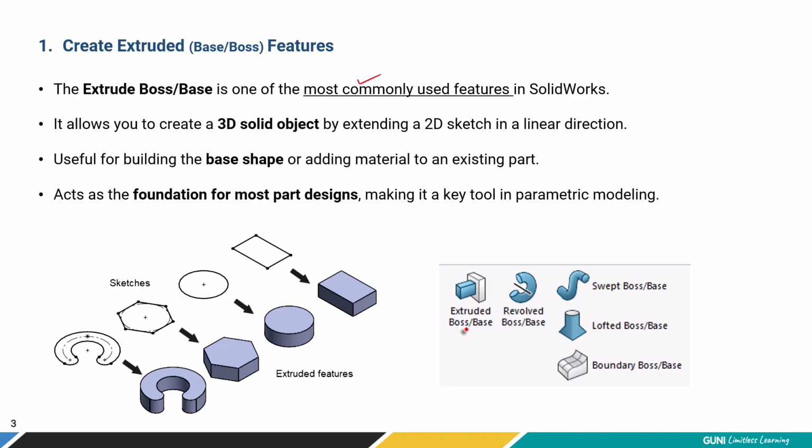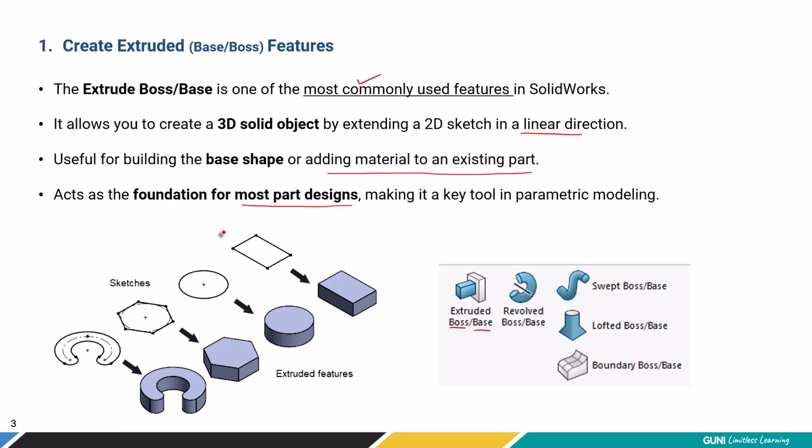Now here two words are written here, boss and base. Base means the first feature you create, which works as a foundation, or you can say base. On top of that, if you add another feature, that is referred to as Extrude Boss. It allows you to create a 3D solid object by extruding a 2D sketch in linear directions. It is basically useful for building basic shapes by adding material to an existing part. It acts as a foundation for most of the designs.